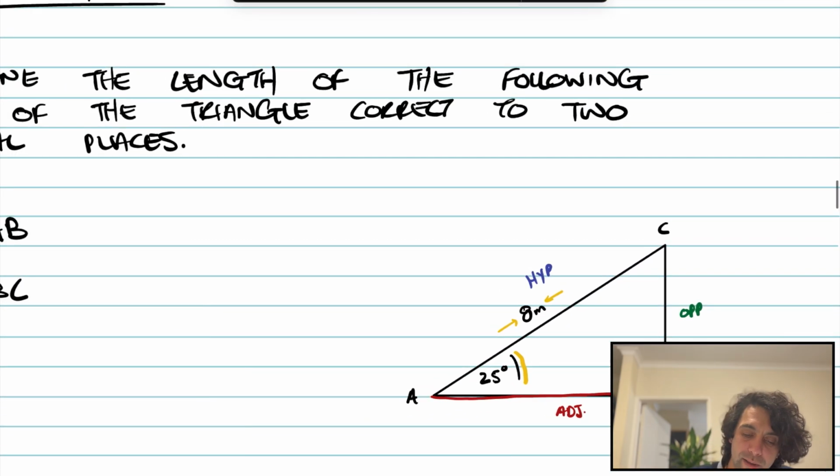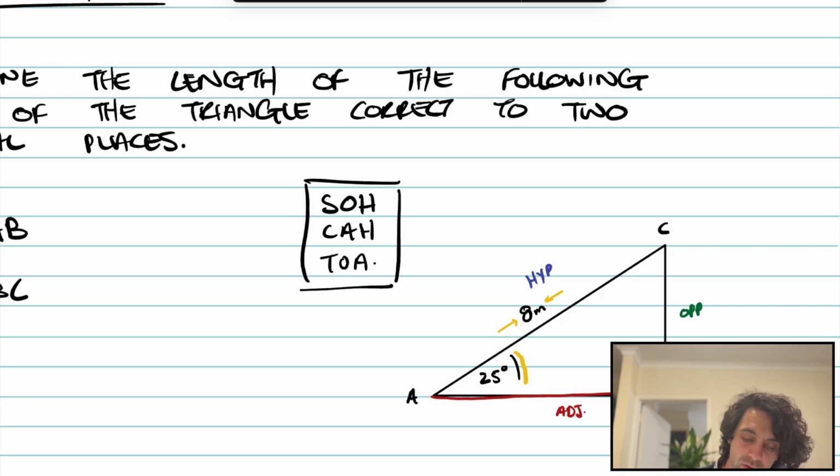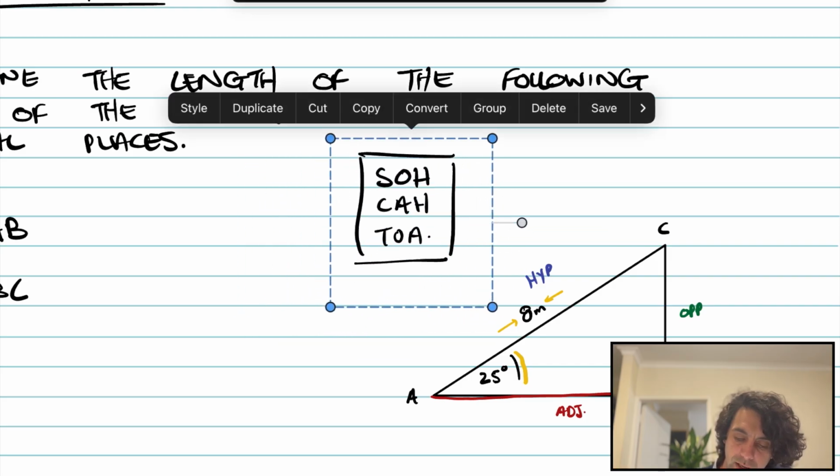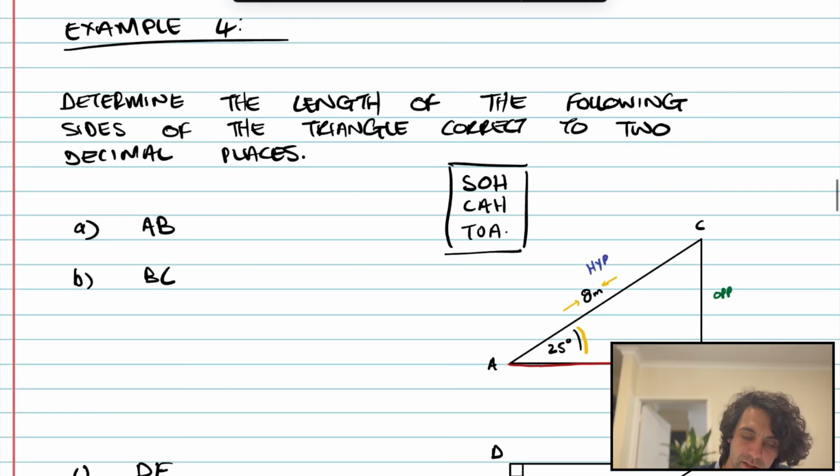Before I even begin, I'm going to start off by writing down at the top of my page, soh, cah, toa. I know I'm dealing with trigonometry. Write it at the top of your page, wherever you want, just in pencil, and now you can grab that information whenever you need it, okay?